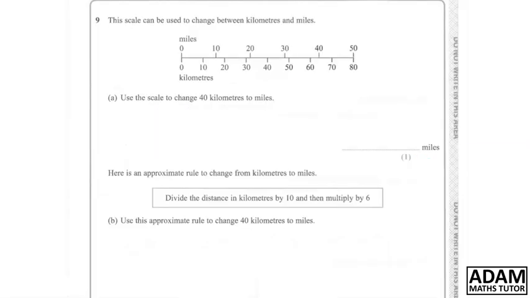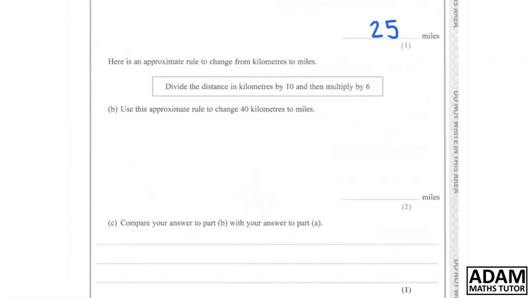Question 9. This scale can be used to change between kilometres and miles. Use the scale to change 40 kilometres to miles. So 40 kilometres is here, which looks to be about halfway in between 20 and 30, so about 25. Part B.